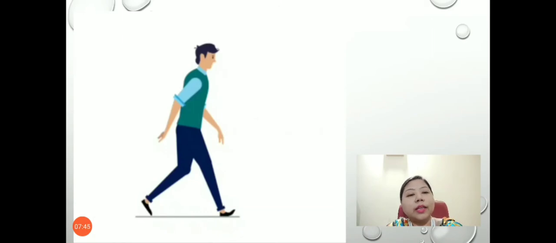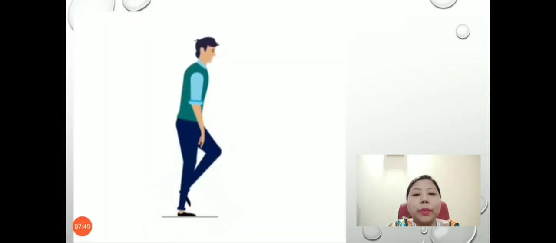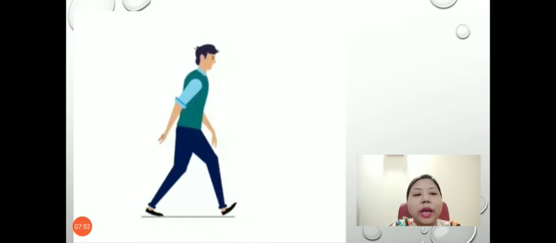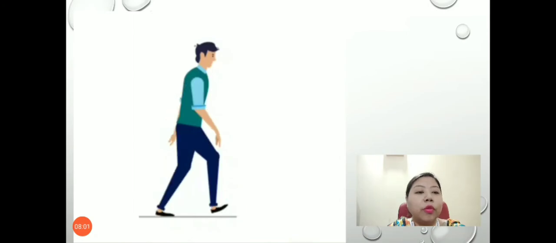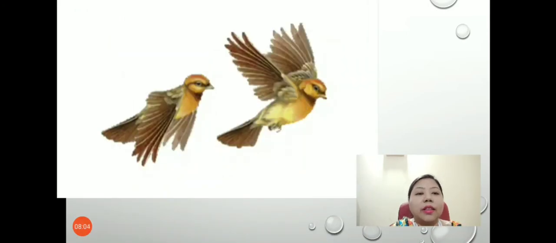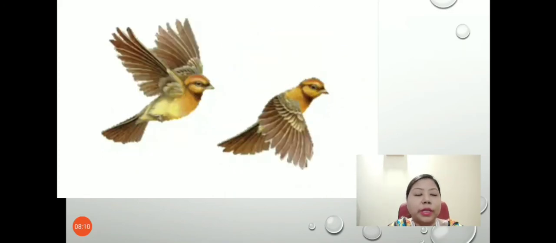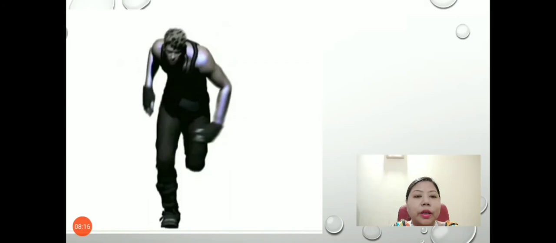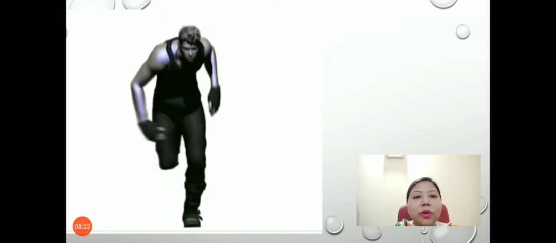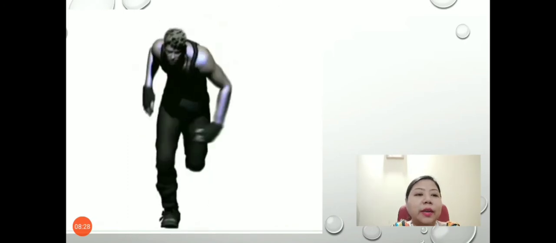Now look at this. Here the person is walking. As he is walking, you will see not only his legs are moving, his hands are also moving. An example of movement. Here you can see the birds are flapping their wings. It's also an example of movement. They are flapping their wings and they are flying. Here you'll see that the person is running. That means the movement of the body is taking place.